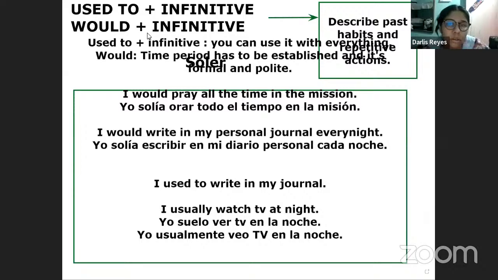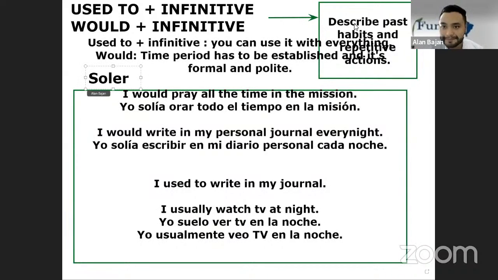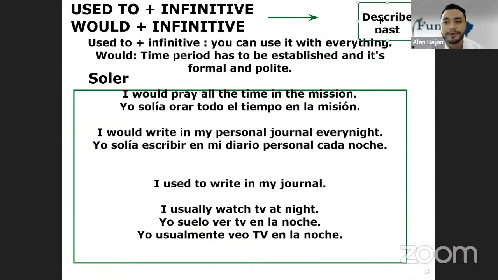Teacher, no se escucha lo que dice. Sorry, I was saying that the verb in infinitive is the verb in the original form. The verb in infinitive is the key to know the difference. Okay? It is the key to know the difference.